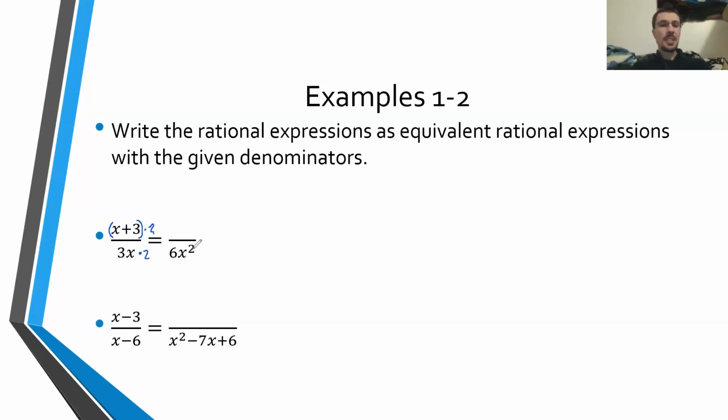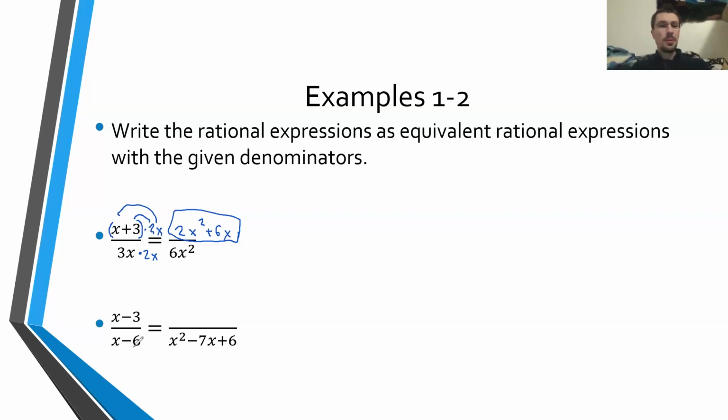And how do you turn x into x squared? Well, you multiply by x. So really, we are going to multiply the top and the bottom of the first fraction by 2x. Distribute in the numerator, and we get 2x squared plus 6x as the missing numerator in the second fraction.